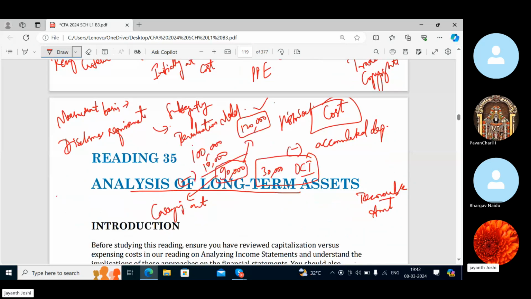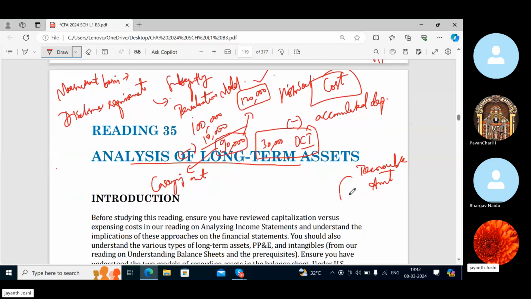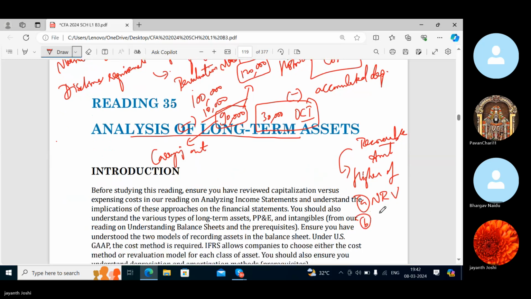So recoverable amount is the higher of NRV, net realizable value, and value in use. Now, what is net realizable value? Net realizable value is selling price minus cost of disposal.